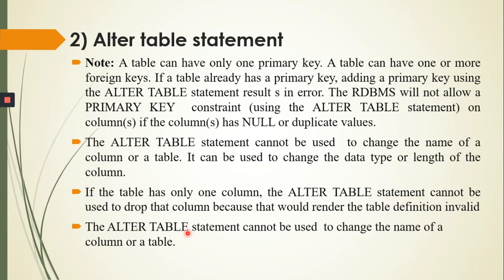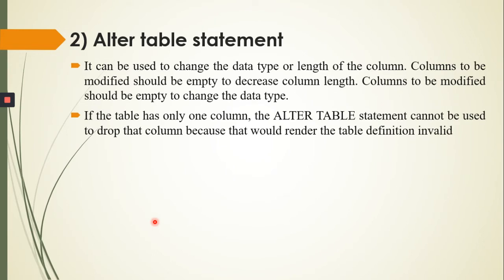The alter table statement cannot be used to change the name of the column or table, as I previously explained. It can be used to change the data type or length of the column. Columns to be modified should be empty to decrease column length. Columns to be modified should be empty to change the data type. So we can only reduce or increase the length, or change the data type of the column. We cannot change the name of the column. If the table has only one column, the alter table statement cannot be used to drop that column, because that would render the table definition invalid, as I explained earlier.